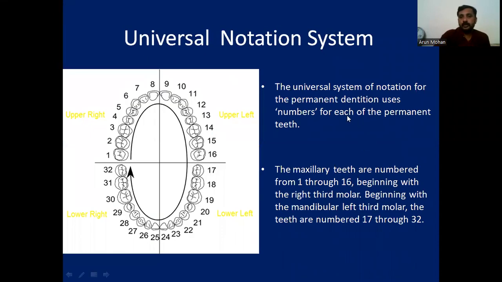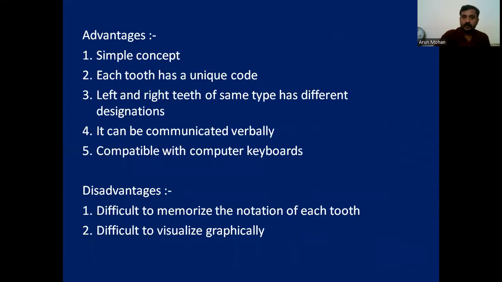So in the universal system of notation for the permanent teeth, as I said, it starts from upper right, upper left, goes to the lower left, and lower right. And we use numbers 1 to 32 for permanent teeth. The advantages of using a universal system where a number or an alphabet denotes each tooth is that it's a simple concept, and each tooth has a unique code. So there is no chance of any confusion between right or left or maxillary mandibular. There is one particular number for each tooth, and once we get that, there are no chances of confusion.